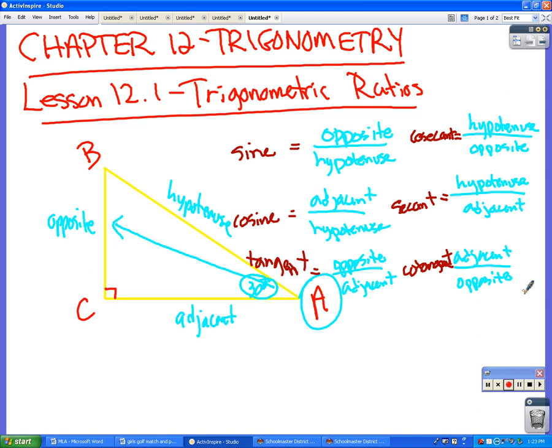Anyway, one of the other things that I don't like is it seems to me that it would make more sense for sine and cosine to be the same thing but flipped over, secant and cosecant to be the same thing but flipped over, and tangent and cotangent to be the same thing, right? But they're actually called co-functions of each other, whatever. So you just have to remember the way these go.